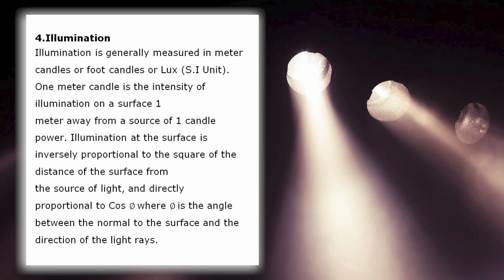Illumination is generally measured in meter candles or foot candles or lux, the SI unit. One meter candle is the intensity of illumination on a surface one meter away from a source of one candle power. Illumination at the surface is inversely proportional to the square of the distance of the surface from the source of light and directly proportional to cos phi, where phi is the angle between the normal to the surface and the direction of the light rays.